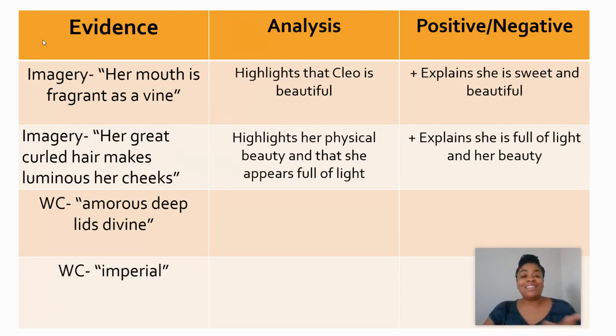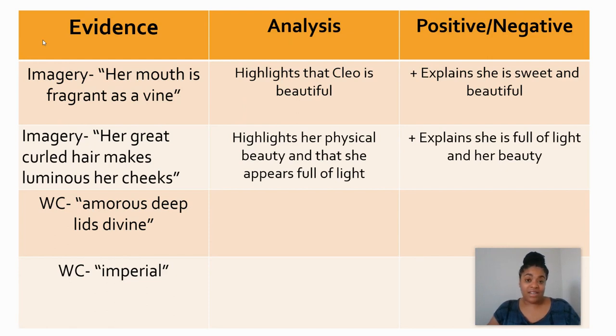So scholars, again, this has a positive connotation. It explains that Cleopatra is full of light, and that's something that's positive, right? And then it also talks about her beauty, and no one mentions beauty in a negative way. So this is positive. So scholars, when you do your independent practice, you're going to have a very similar piece of evidence.